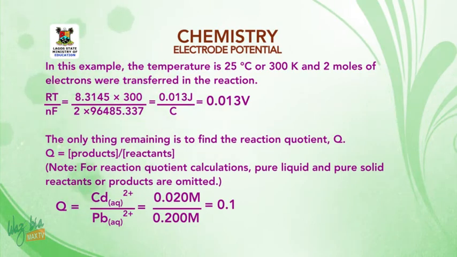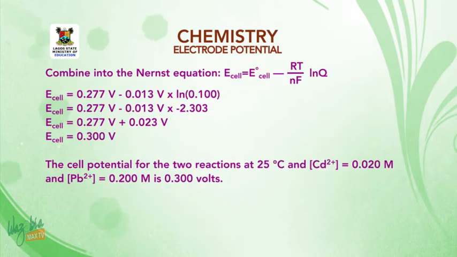So the only thing remaining is to find the reaction quotient. Our reaction quotient in this case will be 0.02 over 0.2, which is 0.1. So if we now apply the Nernst equation, it gives us 0.277 minus 0.013 multiplied by ln of 0.1. So the answer will be 0.3. So the cell potential for the two reactions will be 0.3 volts.